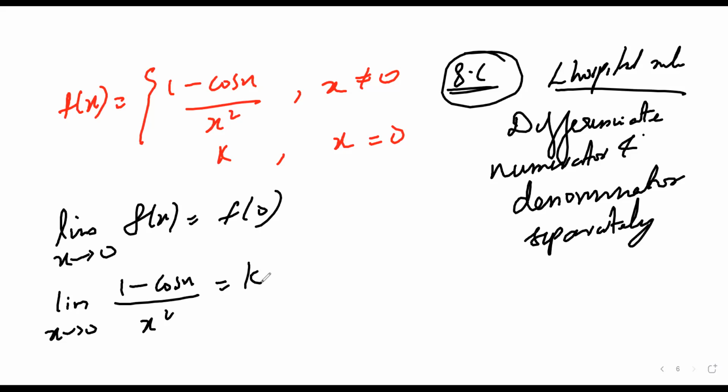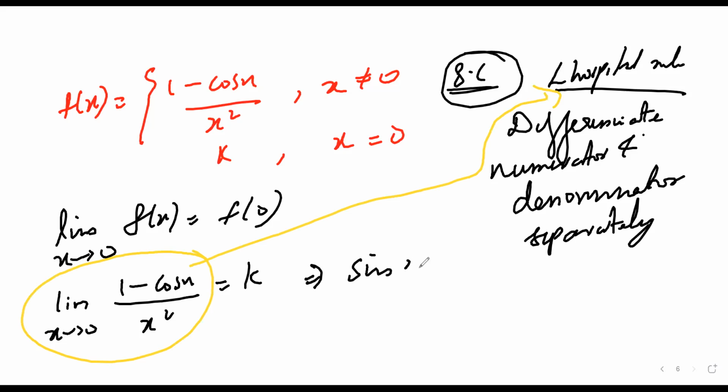I am going to apply the L'Hospital rule on this limit. Differentiation of 1 is 0, and differentiation of cos x is minus sin x, so we will get plus sin x. And what is the differentiation of the denominator? I have to differentiate both numerator and denominator, d by dx, and this I'll get as 2x. So I'll get sin x by 2x. But do not forget to put the limit symbol.